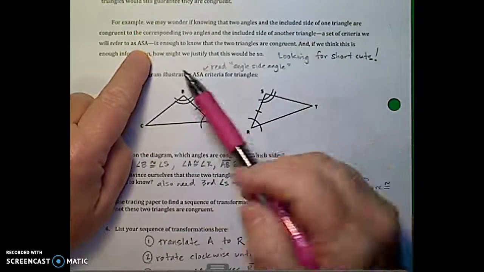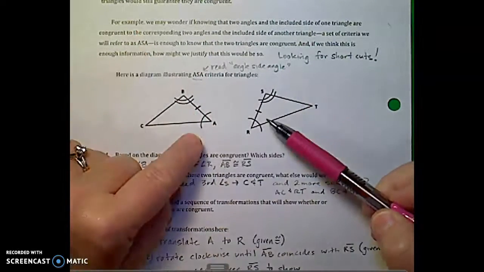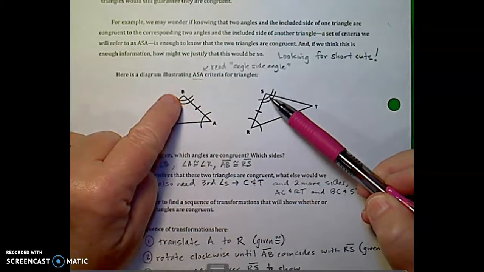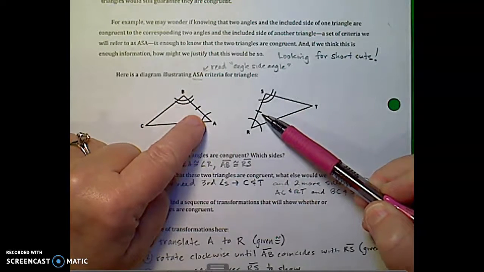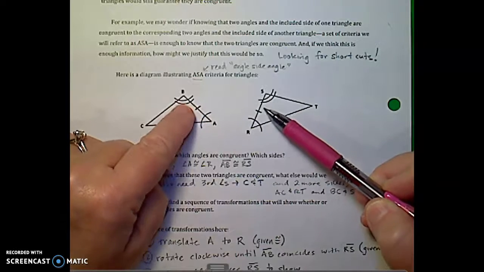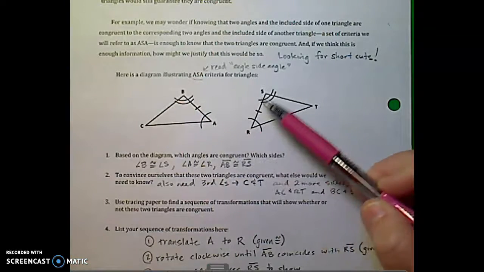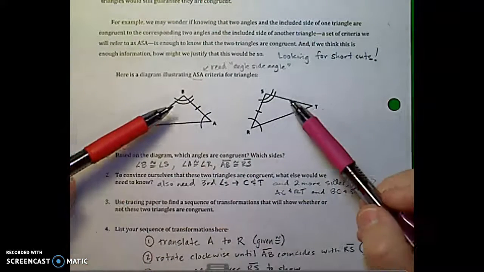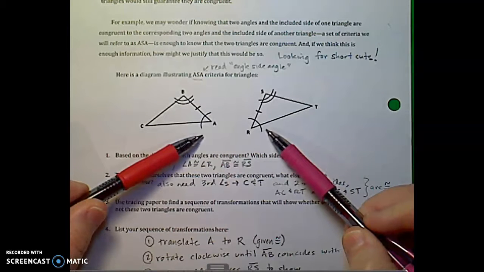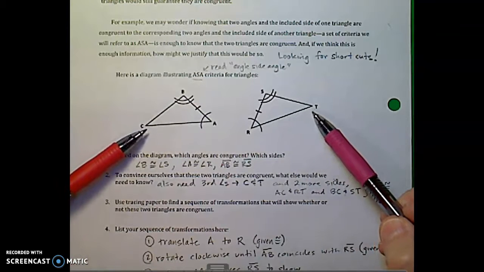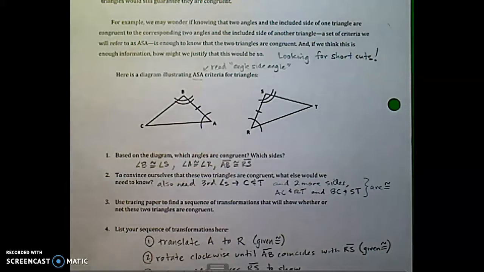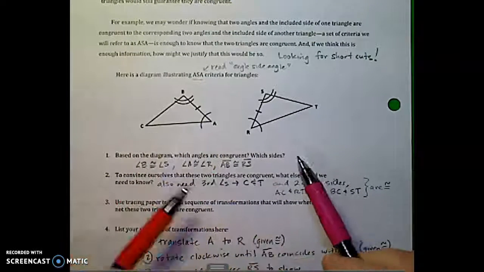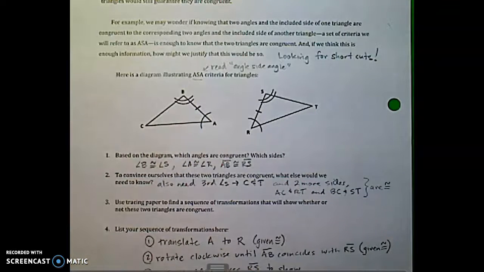Basically, this shortcut is saying, if we know that two angles are congruent to each other, and the side included in between those two angles is also congruent, then these two triangles must also be congruent. We don't need to know also that those sides are congruent and these sides are congruent, and that angle C and angle T are congruent. What we're going to find out is, with a series of rigid motion transformations, we can actually prove that they're congruent just by knowing these 3 parts.